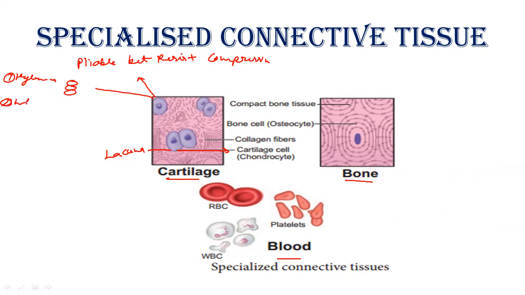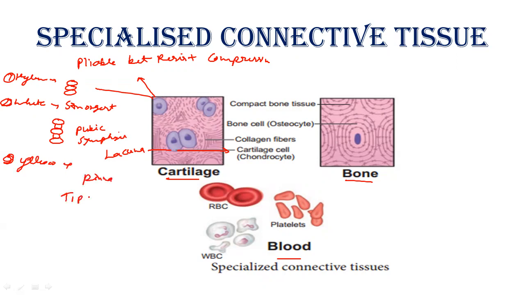Second is white fibrous cartilage, which is the strongest one, and it is found between the vertebrae of the vertebral column. Also it is found in the pubic symphysis. Next is yellow cartilage. Yellow cartilage is found in the pinna and tip of the nose. Also the epiglottis is formed of yellow cartilage. Now let's talk about bone.